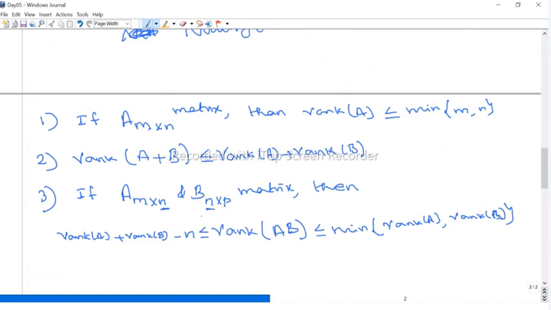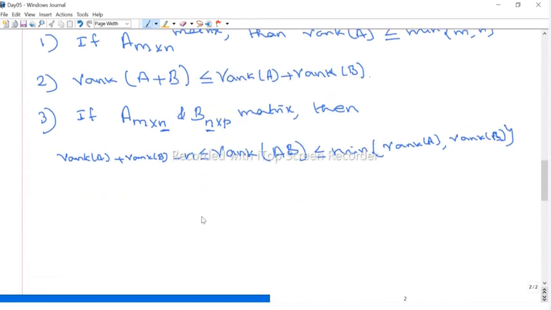Actually, we call this formula Sylvester's law. So if we take any matrices A and B, the upper bound of the rank of AB is the minimum of rank of A comma rank of B. The lower bound is rank of A plus rank of B minus n. It's a very, very important formula. So the special case is, if we take any matrices whose product is defined, then rank of AB is less than or equal to the minimum of rank of A.